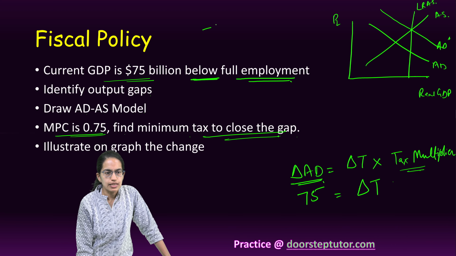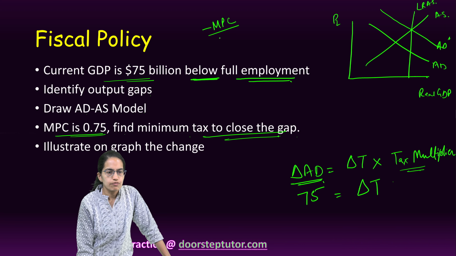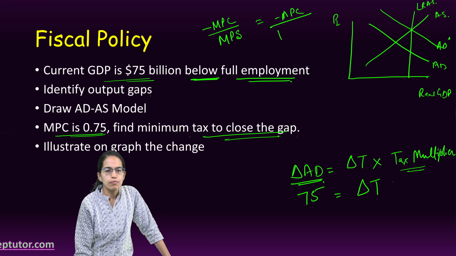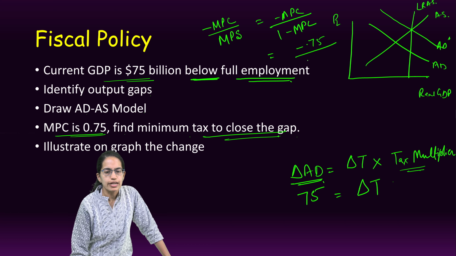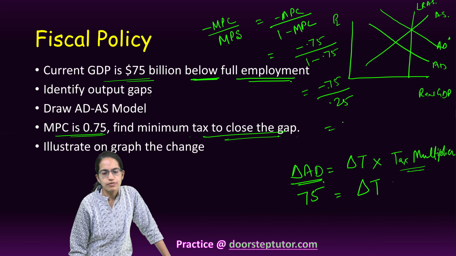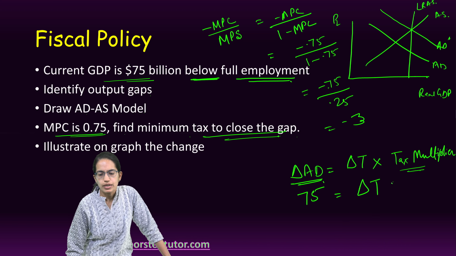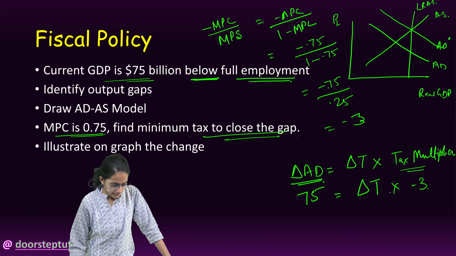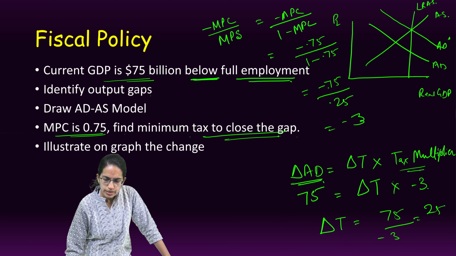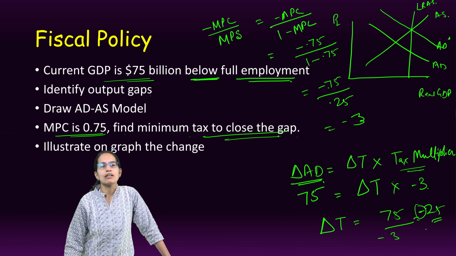The tax multiplier is minus MPC divided by MPS, which gives minus MPC divided by 1 minus MPC, that is minus 0.75 divided by 1 minus 0.75, which gives minus 0.75 divided by 0.25, that is minus 3. So multiplied by minus 3. That's how I calculate. Now solving this, my change in tax would be 75 divided by minus 3, which is negative 25. Negative means cutting down the taxes.